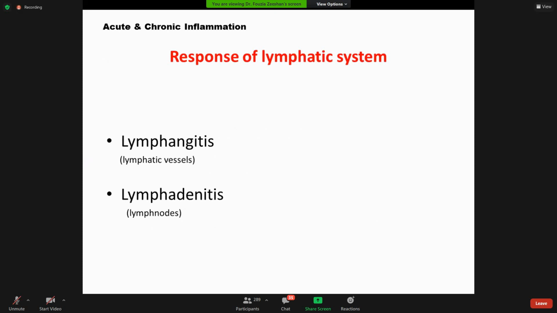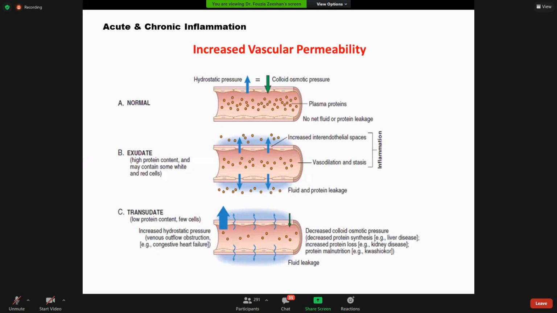Response of the lymphatic system. Our lymphatic system also plays a very important part during the inflammatory process. Usually, most of the time excess fluid in extracellular spaces is drained by the lymphatic vessels. But in case of inflammation, the lymphatic vessels and the lymph nodes become inflamed, they become damaged. So two conditions arise, lymphangitis and lymphadenitis. So this is the mechanism.